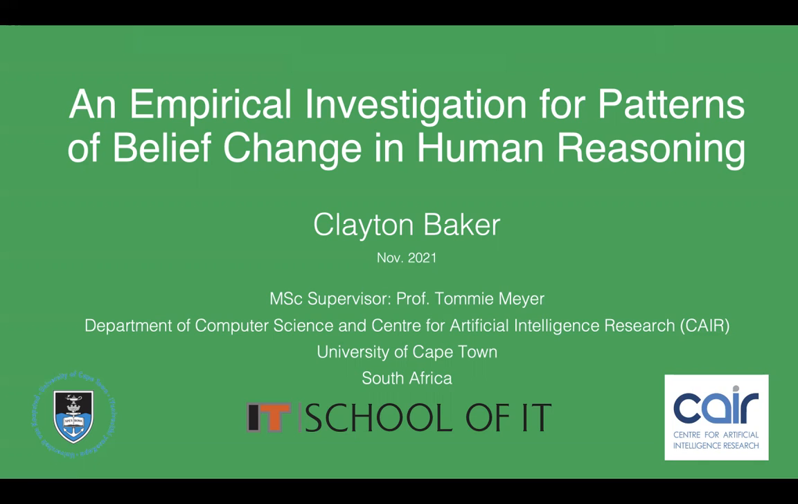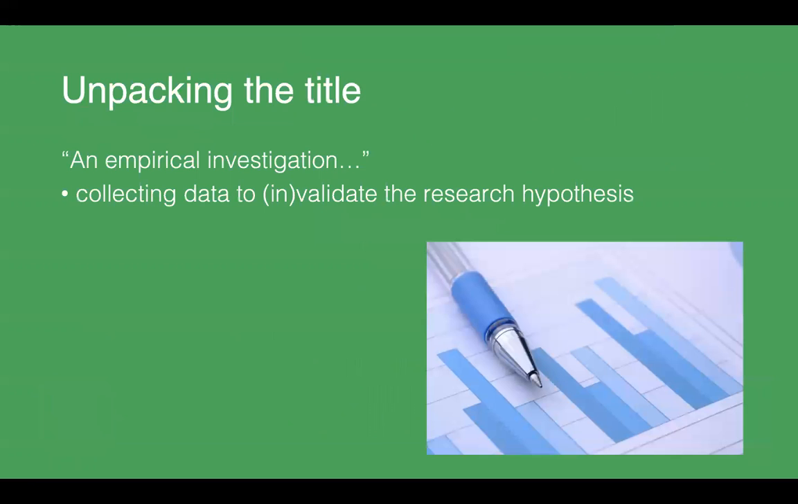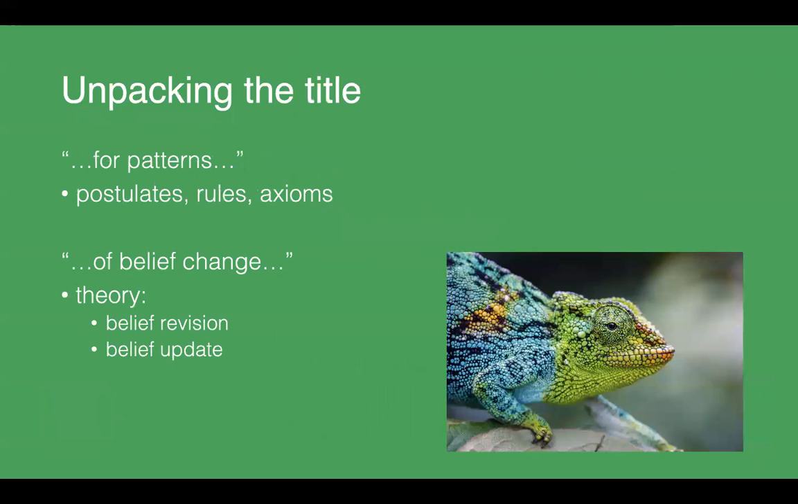Now, this is quite a mouthful, so let's unpack each aspect of the title. The first part, an empirical investigation, refers to collecting data to validate or invalidate some research hypothesis or some research question. The next part of the title, for patterns, refers to postulates, rules, or axioms of belief change. So belief change is some theory that we're investigating.